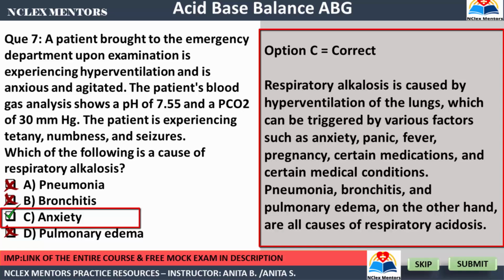Symptoms of respiratory alkalosis may include hyperventilation, tetany, numbness, seizures, and confusion. It is important to identify and address the underlying cause of respiratory alkalosis and to provide oxygen and other supportive care as needed to help regulate the pH of the blood. I hope you solved this one correctly. Let's solve the next question.